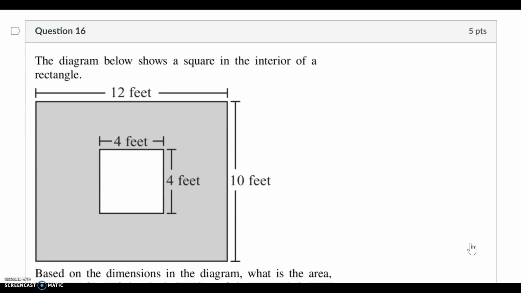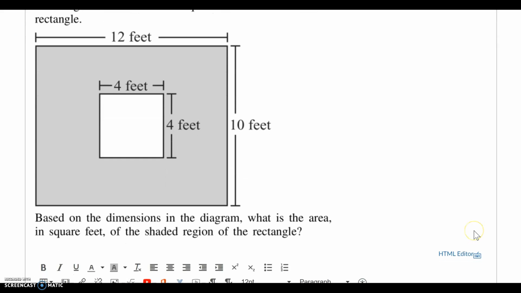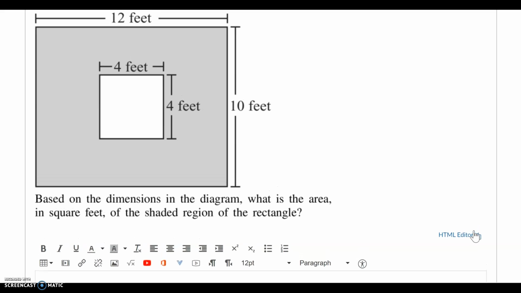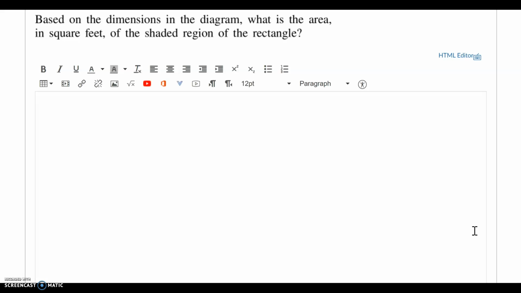Question 16. The diagram below shows a square in the interior of a rectangle. Based on the dimensions in the diagram, what is the area in square feet of the shaded region of the rectangle? Type your answer here.